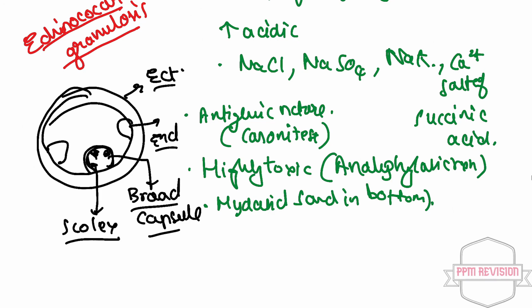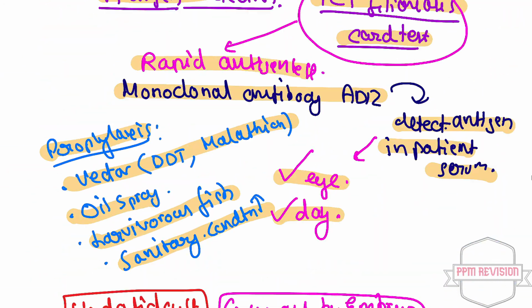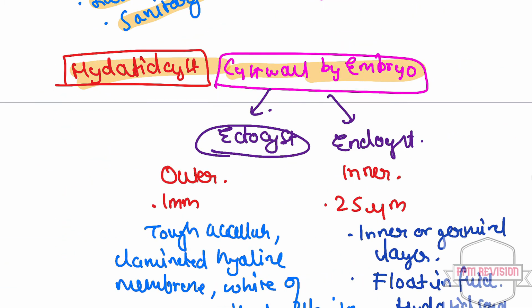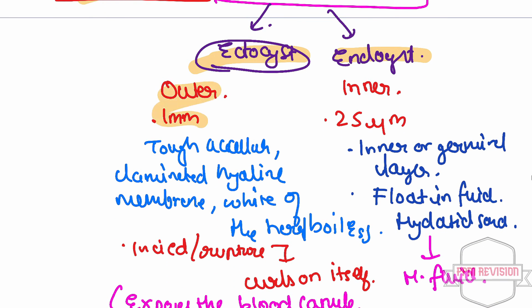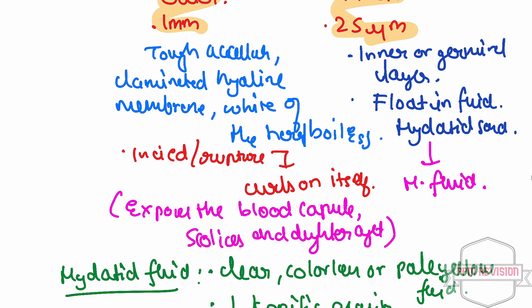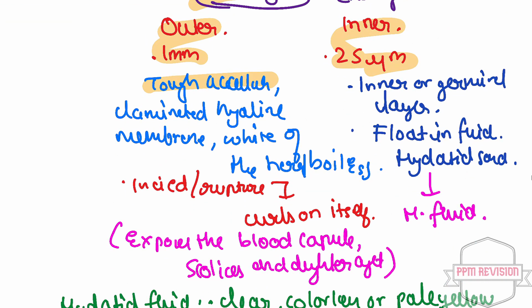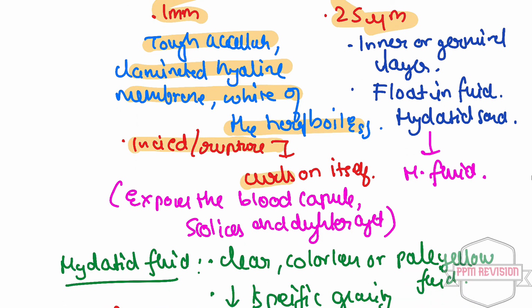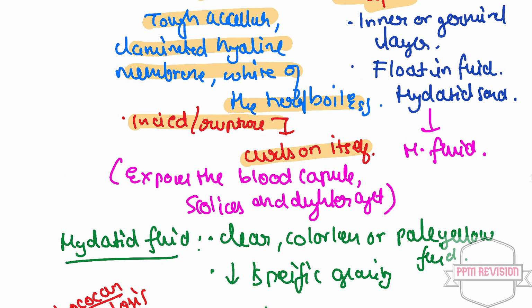Now quickly recapping, and this is the end. Here we spoke of the hydatid cyst. It has a cyst wall secreted by the embryo. It has ectocyst and endocyst. Ectocyst is about 1 mm in size, whereas the endocyst, the inner one, is about 25 micrometer in size. The ectocyst is tough, acellular, a laminated hyaline membrane, resembling the white of the hard-boiled egg. And when it ruptures, it curls onto itself and exposes the brood capsules, scolices, and daughter cysts.